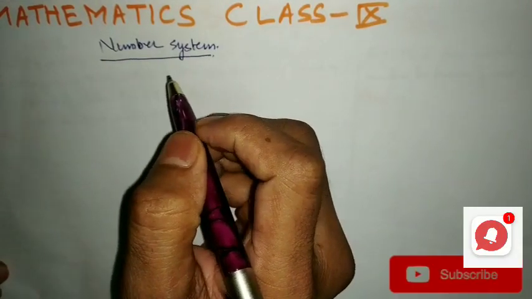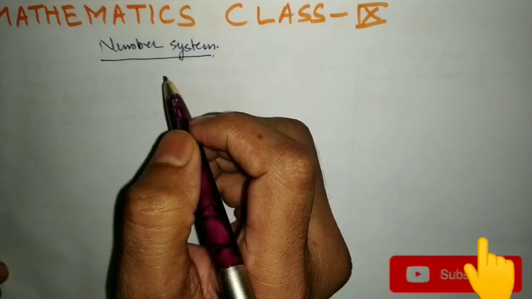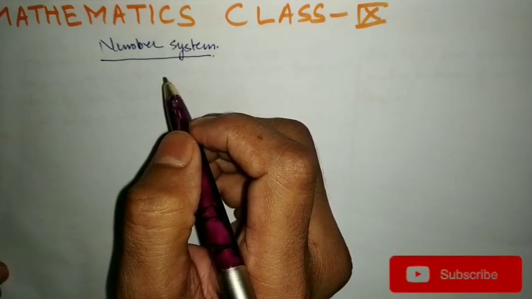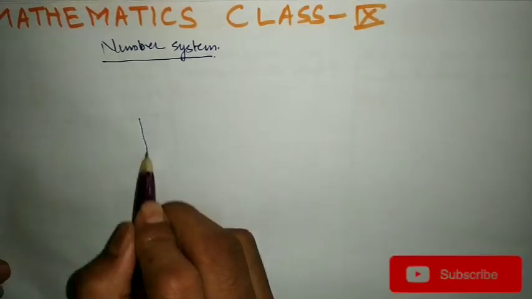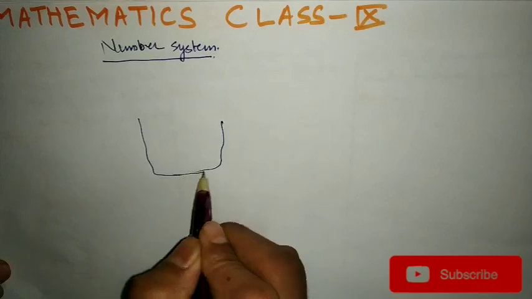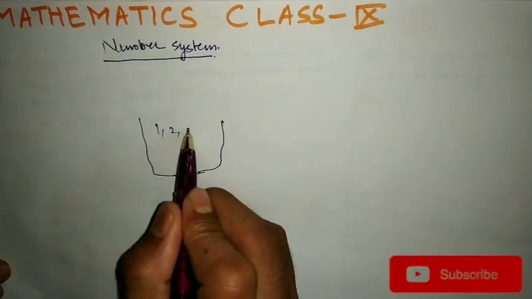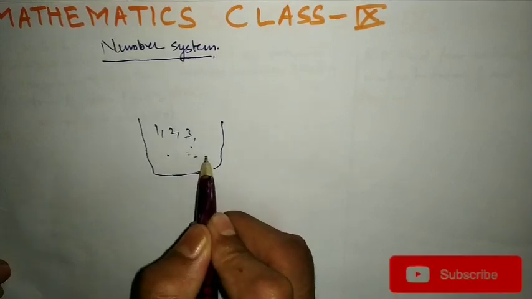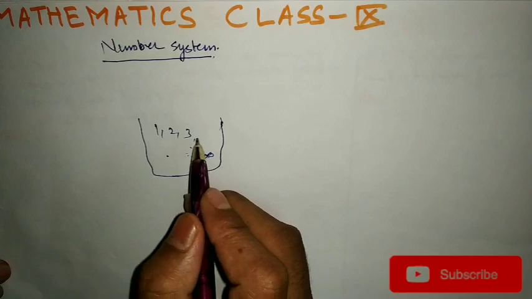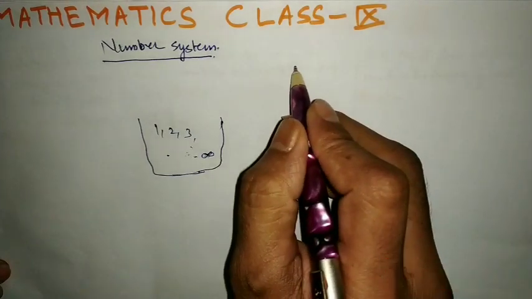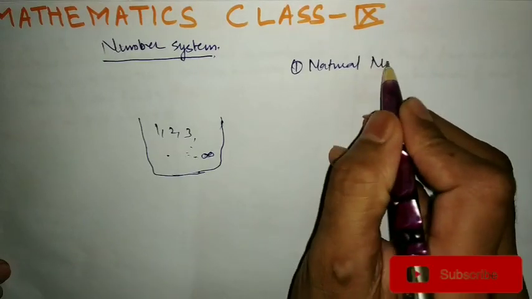So you have already studied some numbers from class 6 to 8, that is natural numbers, whole numbers, integers and fractions. We will revise these numbers here. So what are these numbers? Suppose there is a bag. If we have a bag and in that bag we have collected the numbers 1, 2, 3 and up to infinity. Okay. So what do we call it? We call it the collection of natural numbers.